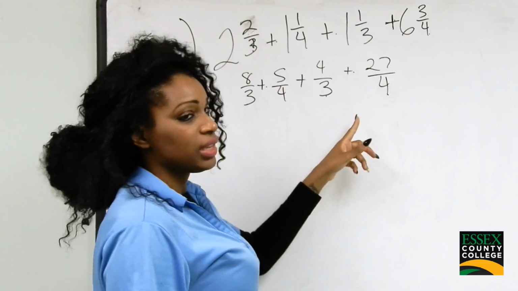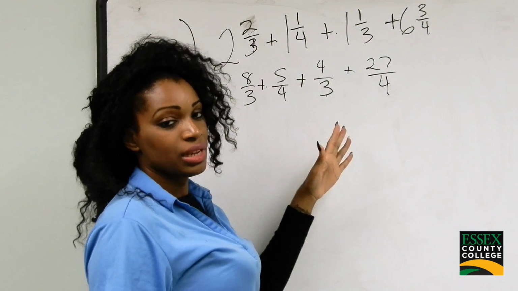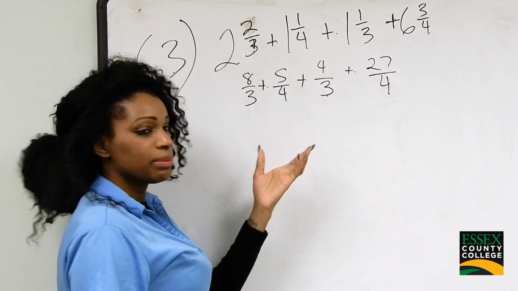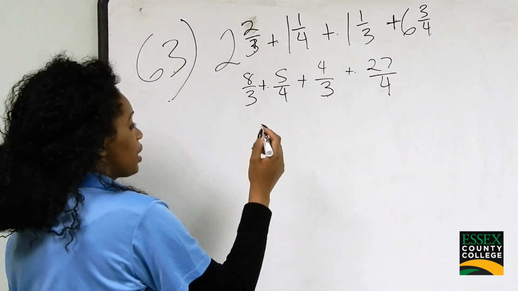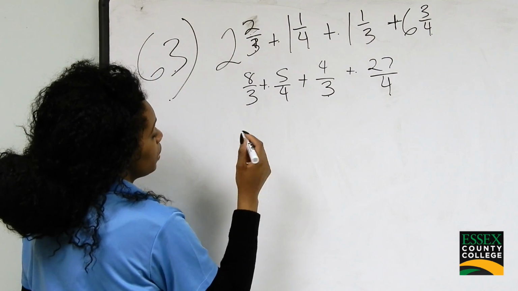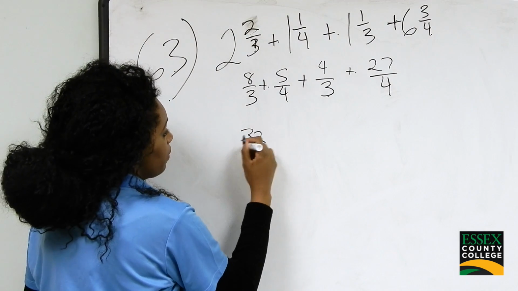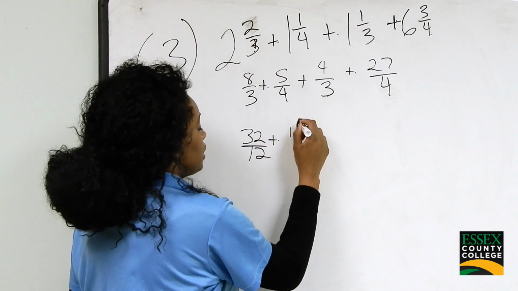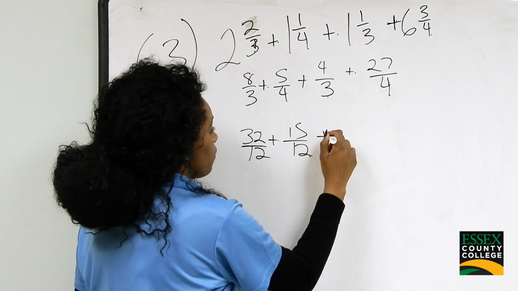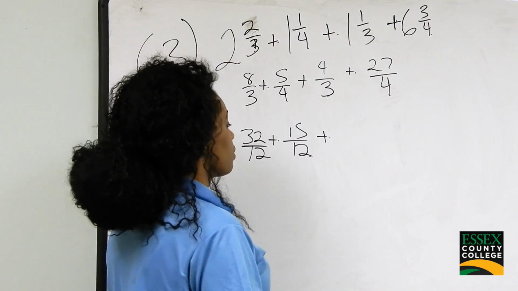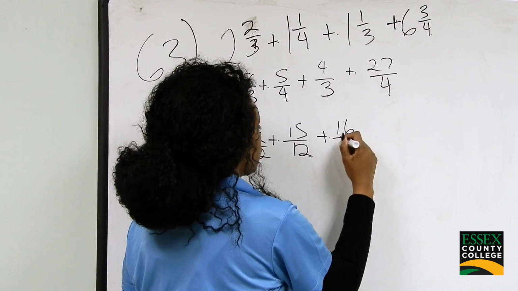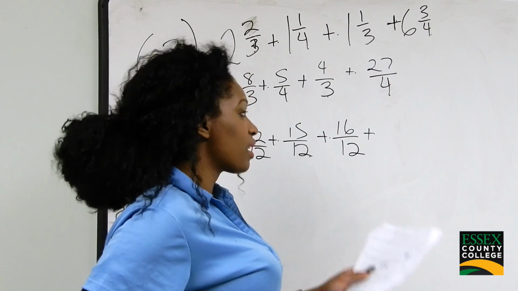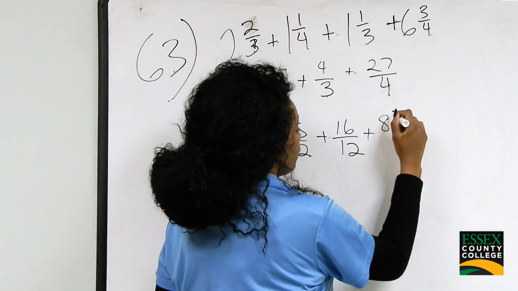And so now the next thing I need to do is find the least common denominator of all of these numbers. We have to change them to a common denominator. The least common denominator for 3 and 4 is going to be 12. So 8/3 is now going to become 32/12, and 5/4 is now going to become 15/12. 4/3 is now going to become 16/12, and 27/4 is now going to become 81/12.